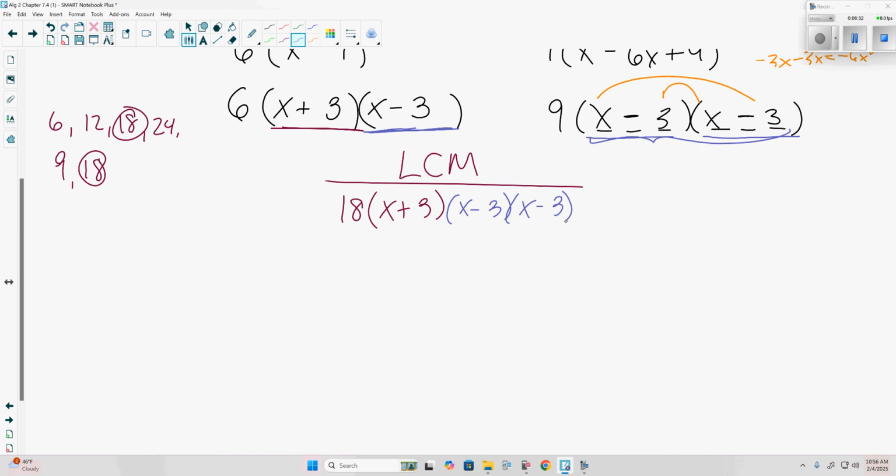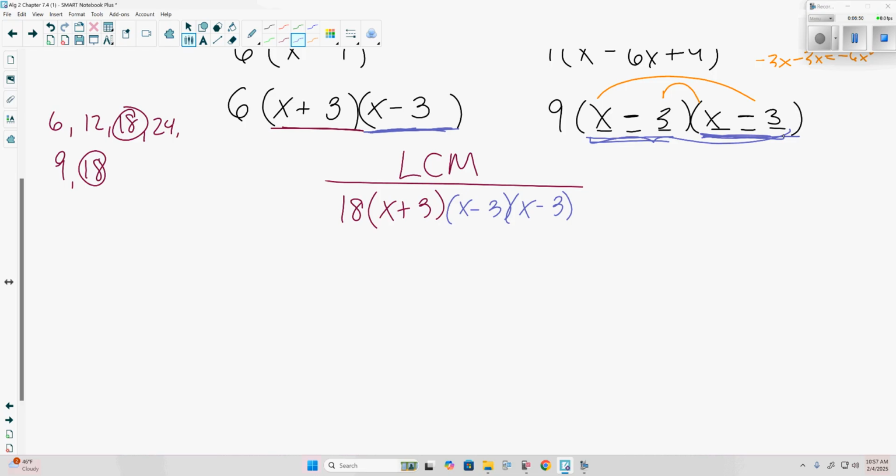Because again, we're trying to get them to be the same. So yes, they do both have it once, so it will show up once, but because it showed up a second time over here, we need it twice. Does that make sense? Yes?